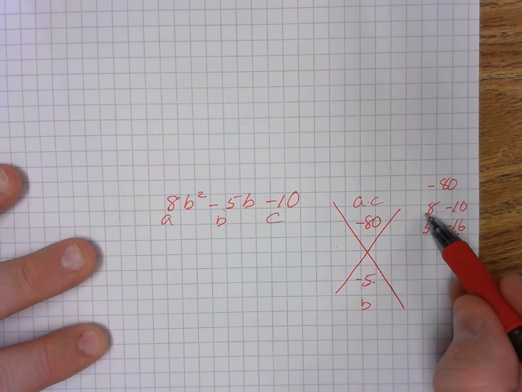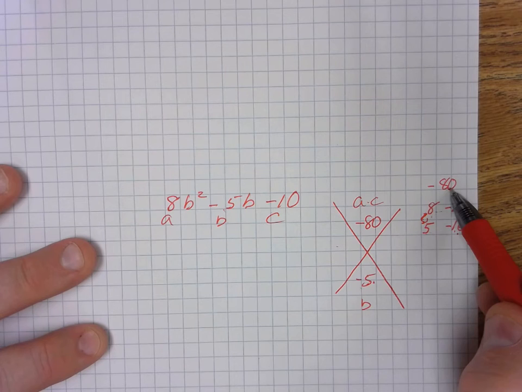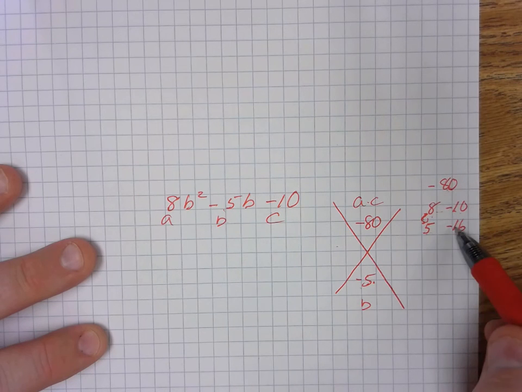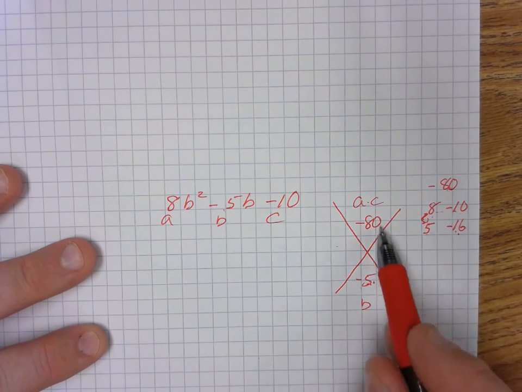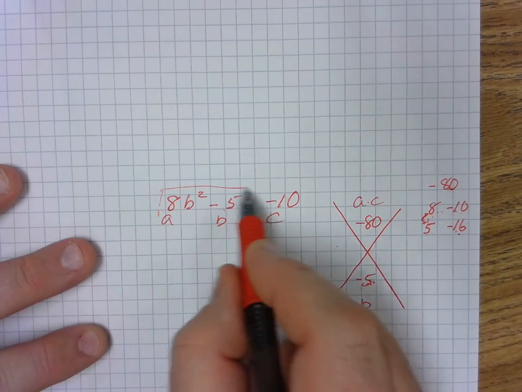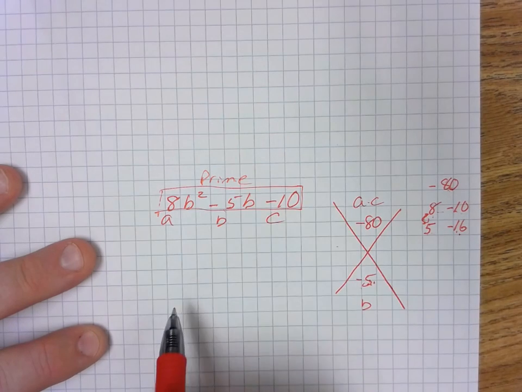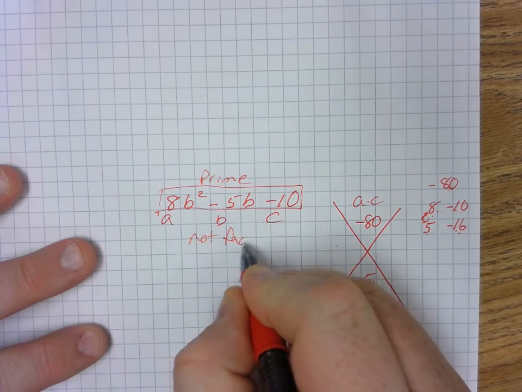So the question is, are there any numbers between 8 and 5 that are also factors of 80? Well, 7 doesn't go in, and 6 doesn't go in because 2 and 3 don't go in at the same time. So there are no factors of negative 80 that will add up to negative 5. Now, since there are no factors that will make that, we call this a prime number, and it cannot be factored. So, not factorable.